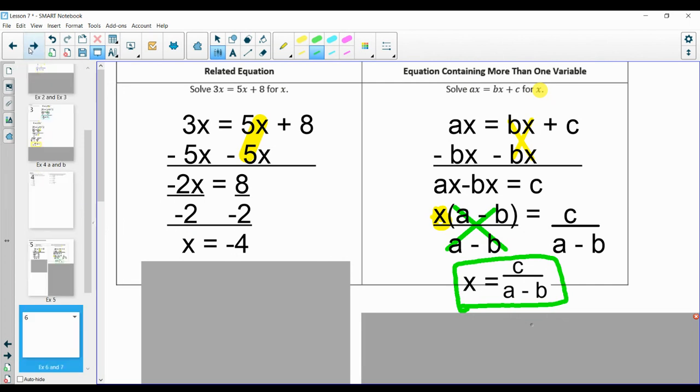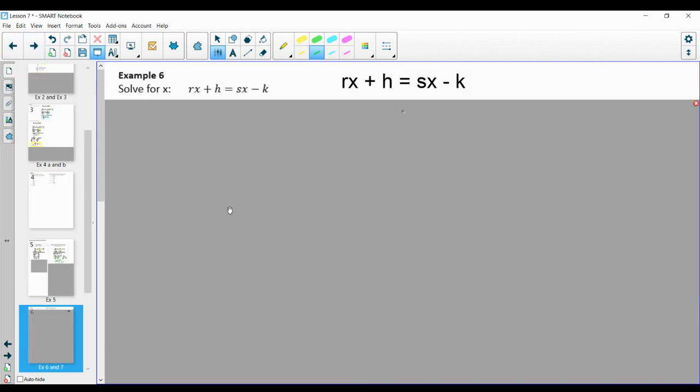Okay, let's look at the next one. Example 6. We have, once again, we're going to get x all by itself. If you look at our equation, we have x on the left and x on the right. We want to get them all on one side, okay? It's up to you which x term you want to move, but for whatever reason, I'm going to move the sx term. So how am I going to move this from the right side to the left side?